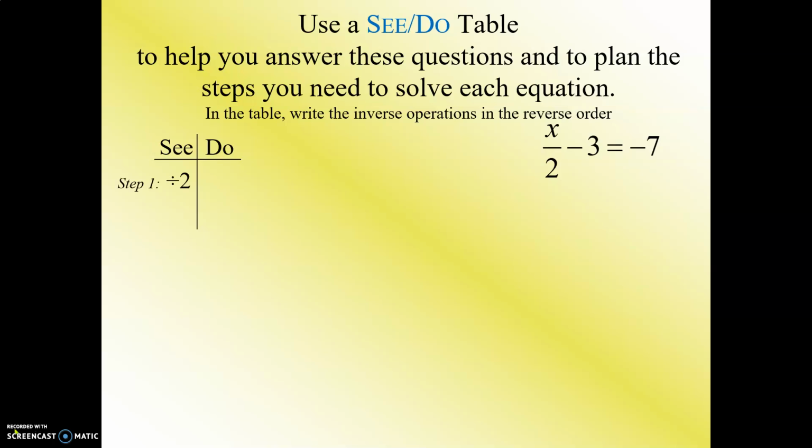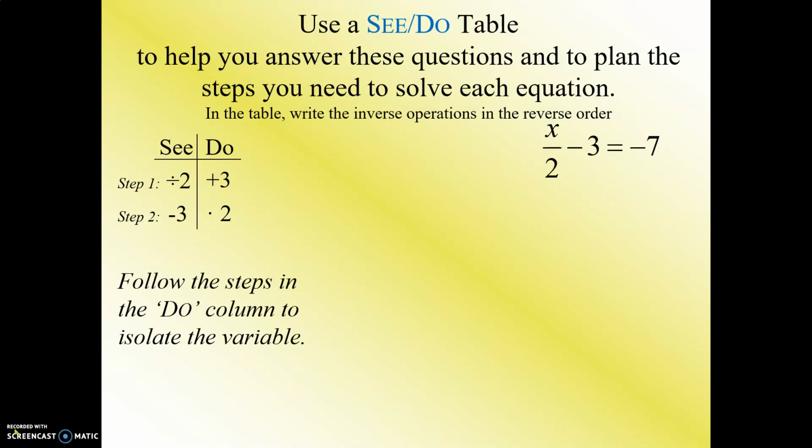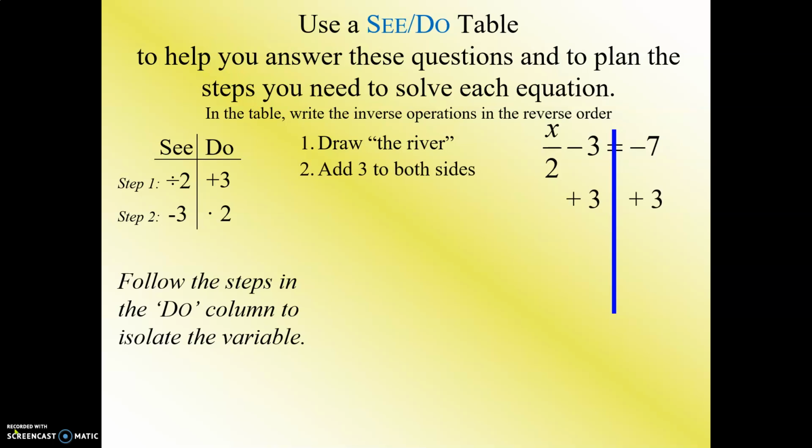So, like we said, in this equation, the first step is dividing by 2. The second step is subtracting 3. Going backwards, we're going to add 3 and multiply by 2. Okay? And we just follow out the steps in that do column to isolate our variable and figure out what it's equal to. Okay, we want to separate our left and right sides, and we're going to follow those steps.